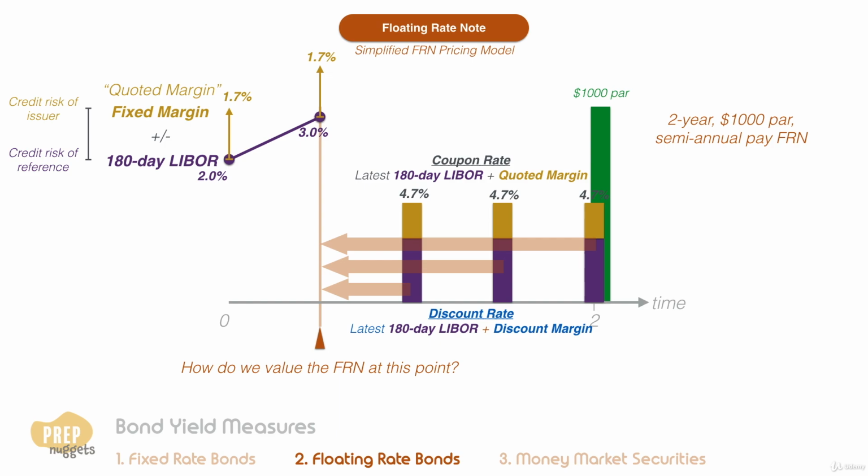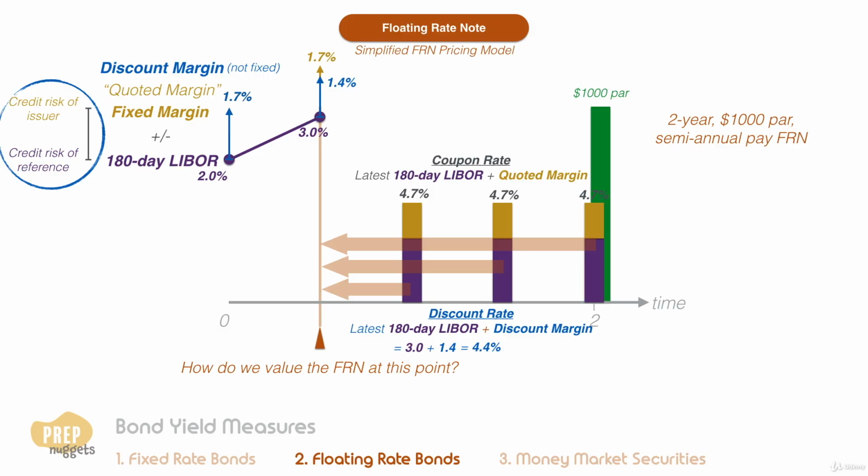Now, what is the discount margin? The discount margin is the same as the quoted margin at issuance. That is, the credit risk of the issuer relative to the credit risk of the reference rate instrument. In this case, however, the margin is not fixed. The discount margin at issuance should be the same as the quoted margin, but as time goes by, the credit risk of the issuer would have changed. So, for example, the credit risk of the issuer may have improved such that the discount margin has narrowed to just 1.4% after the first coupon payout. We shall therefore use a rate of 4.4% to discount the future cash flows.